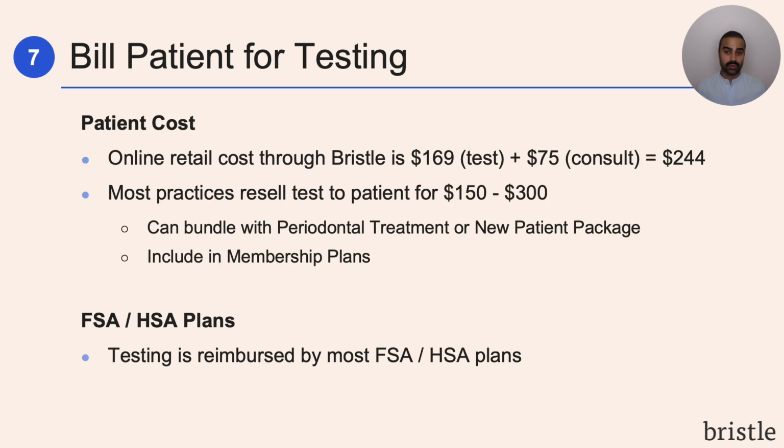For billing the patient, we leave that to your discretion as far as the amount, but just for some context, if a patient were to order directly from Bristle online, they'd pay $169 for the tests and then an optional $75 for a consultation, coming out to about $245 total. Most of our partner practices charge somewhere between $150 to $300 for the test and consultation time. Some will charge higher and some will charge even less. It's totally up to you.